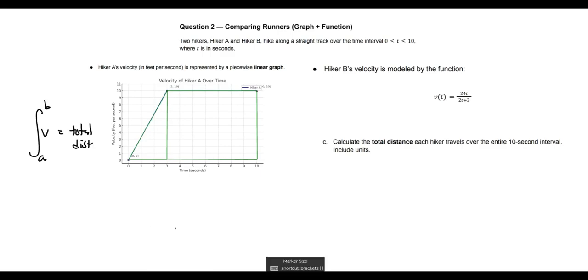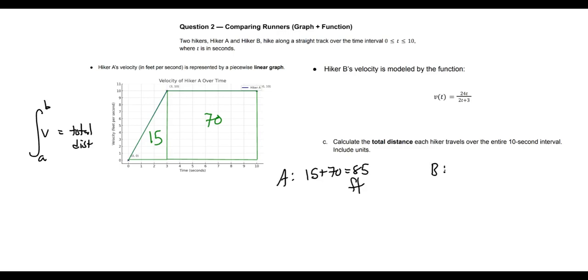Okay, so let's start with the easier one, the rectangle. We just need to do base times height, right? 1, 2, 3, 4, 5, 6, 7. 1, 2, 3, 4, 5, 6, 7, 8, 9, 10. So this is going to be 70 here. Over here we have 3 times 10. So let's see here. That will be 15. So we just have to add these two together. 15 plus 70. And here, let me write it out down here. This is hiker A. 15 plus 70 is 85 feet.